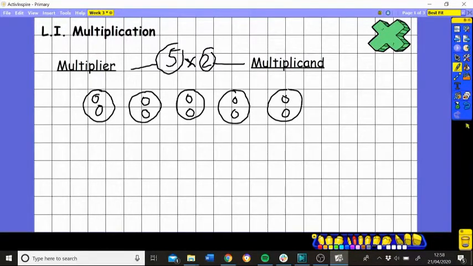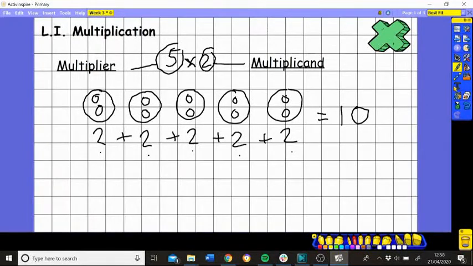And then we can simply just count them up together. So we could write 2, 2, 2, 2, 2. And as I said, we're focusing on the repeated addition. So what that means is that we're just going to add each lot of 2 together. So it's 2, 4, 6, 8, 10. So 5 times 2 equals 10.